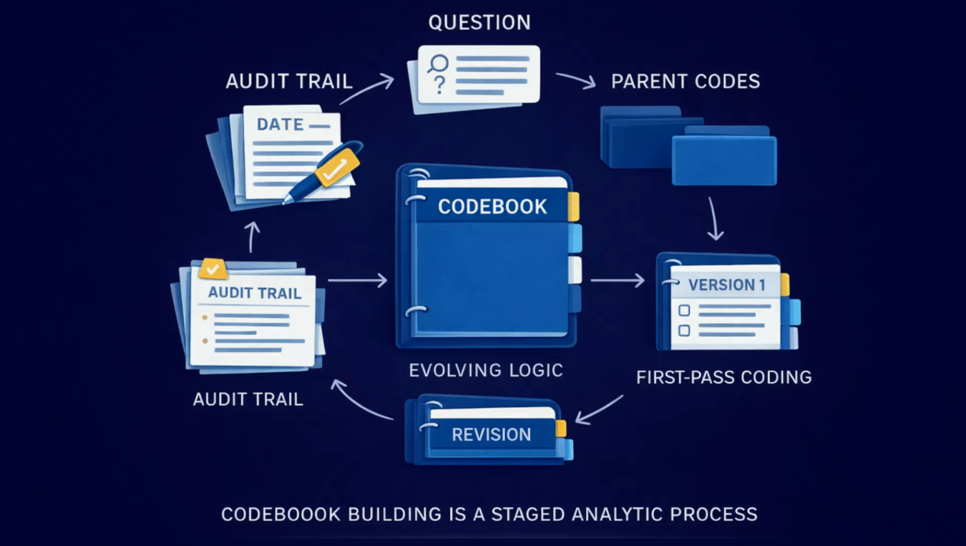Once that sequence is clear, the relationship between the two videos also becomes clear. Coding is the act of making the analytic decision. A codebook is the document that records, clarifies, and stabilizes those decisions. The code must be understood before the codebook can do its job.